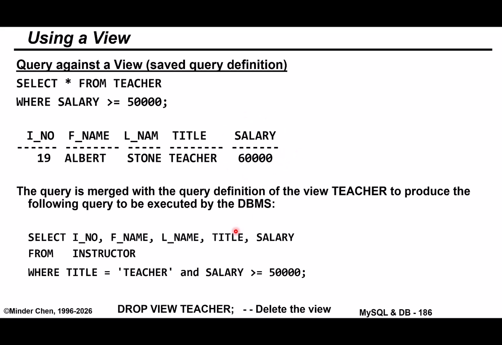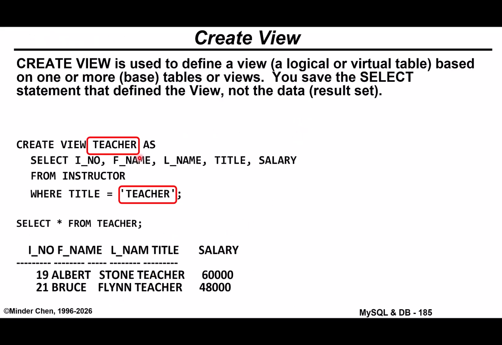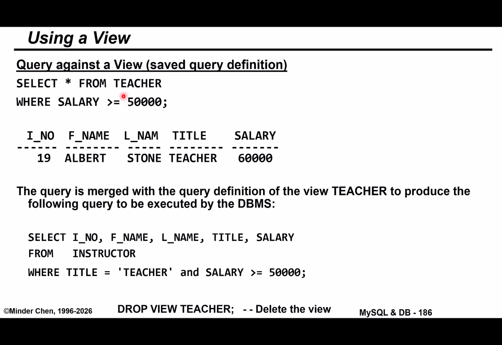Internally, the database is smart enough to combine the query definition, like in the previous slide, the select statement here, and then the select statement here, and formulate a single select statement. Make sure they are based on the view, so the title has to be teacher, and then the condition, which is the new query against the view, will be added. Combine these 2.